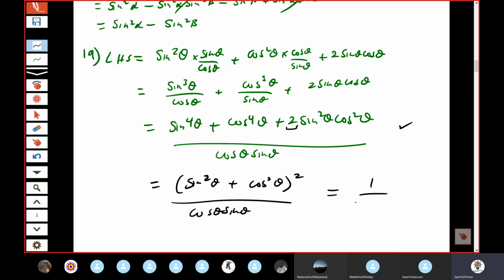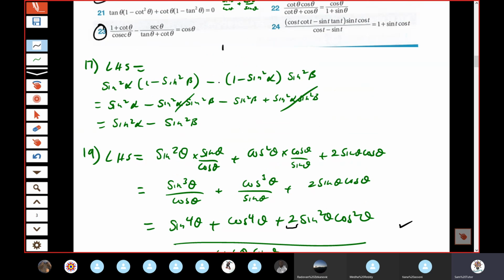1 on cos sine. So I'm going to pause there. I'm going to do my right-hand side. My right-hand side was sine on cos plus cos on sine.